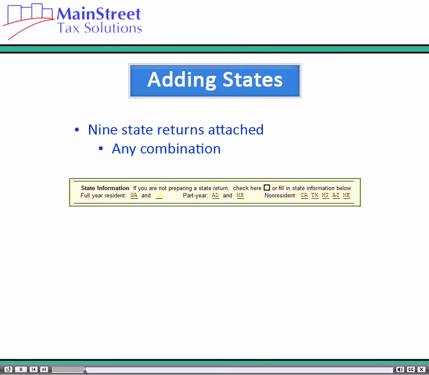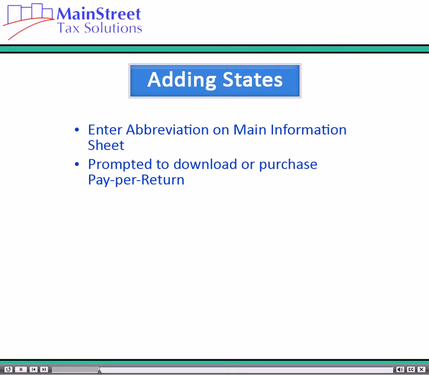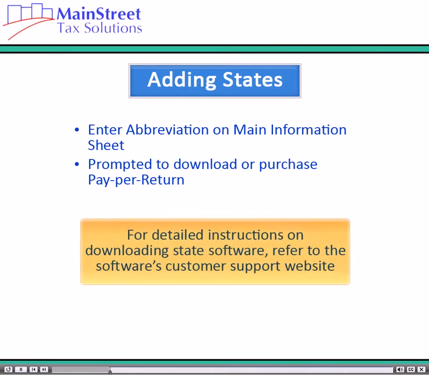A federal return can have as many as 9 state returns attached in any combination. For example, you could have one full-year resident state, one part-year state, and one non-resident state, or any combination. When you enter state abbreviations on the main information sheet, the state forms will load in the forms list. If you do not have the state software installed, the software will prompt you to download or purchase it using pay per return. For detailed instructions on downloading state software, refer to the software's customer support website.